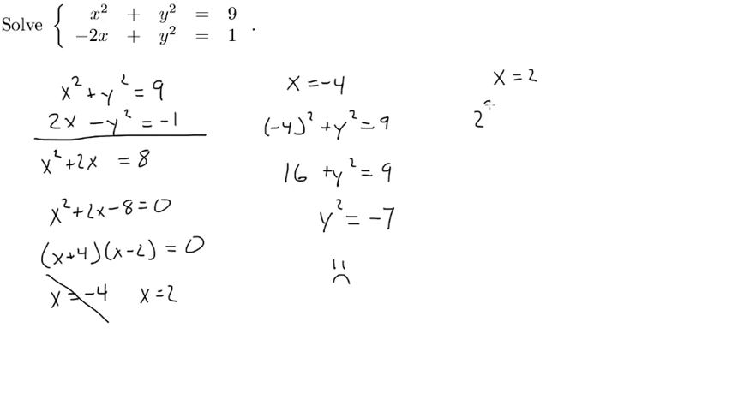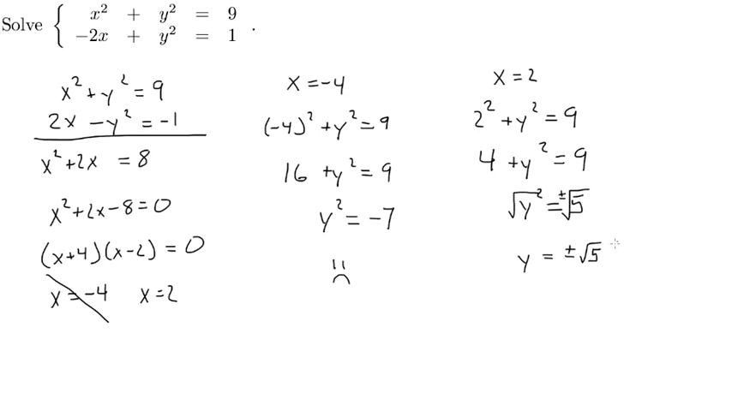So 2 squared plus y squared equals 9. 4 plus y squared equals 9. Y squared equals 5. We subtract 4 from both sides. Now here I can take the square root of both sides, but don't forget, when you take the square root of both sides of an equation, don't forget your plus or minus there. So we have y equals plus or minus square root of 5.